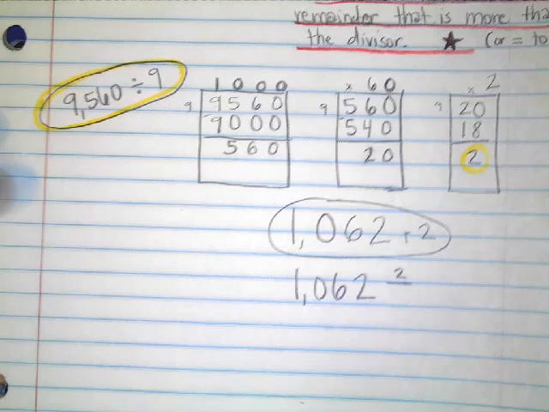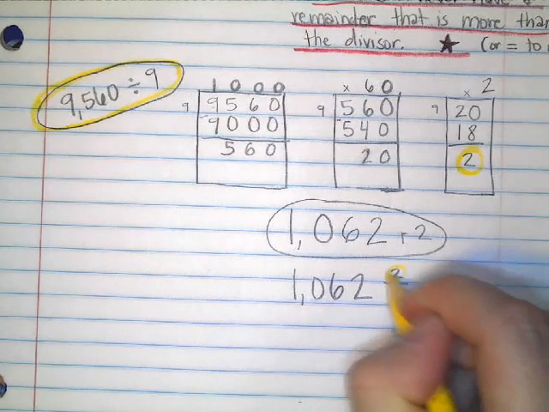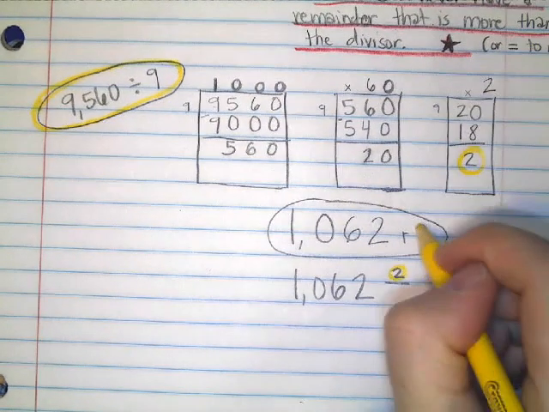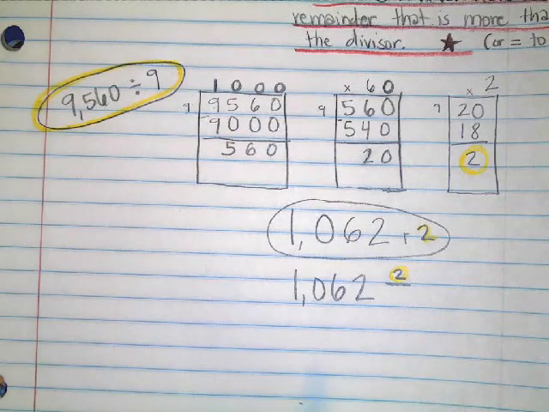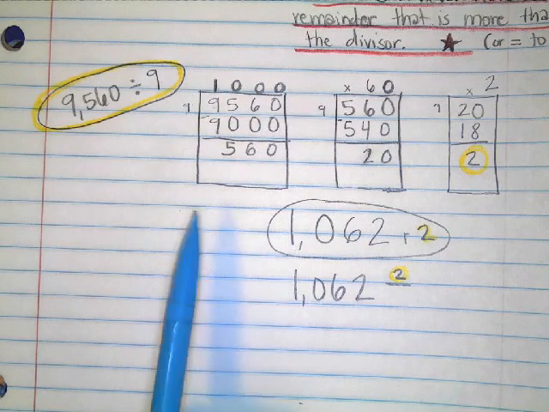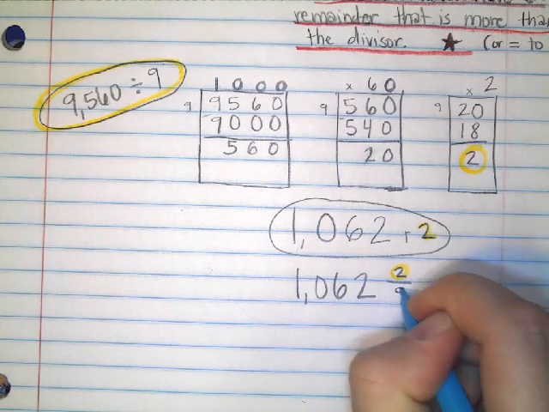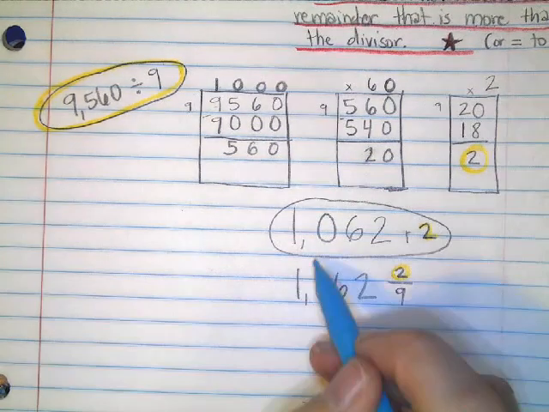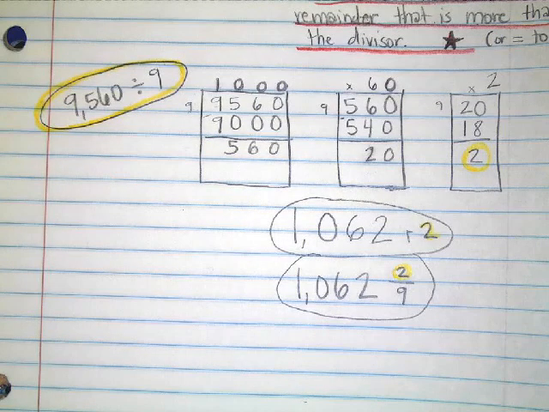And now you need to write it as a fifth grader. So all of the quotient stays the same. The remainder becomes the numerator. And what is my denominator? It's the divisor. What did I keep dividing by? Or how many would make a whole? 9 would make a whole. And I only had 2, so it's 2/9. So the answer to this one is 1,062 and 2/9.